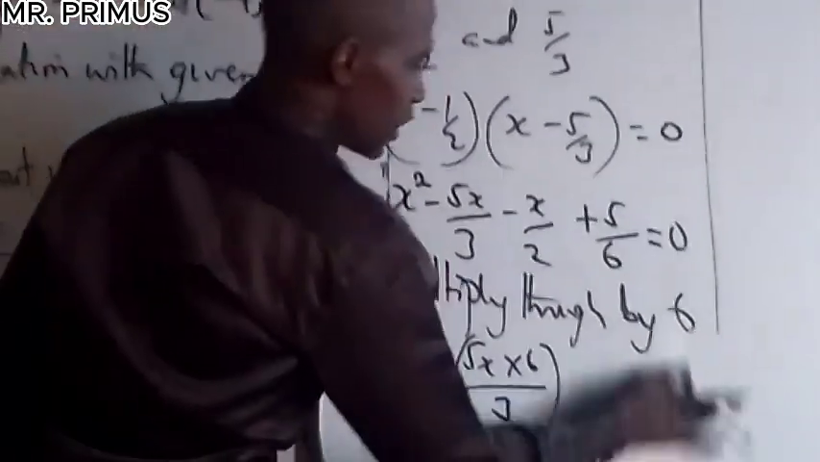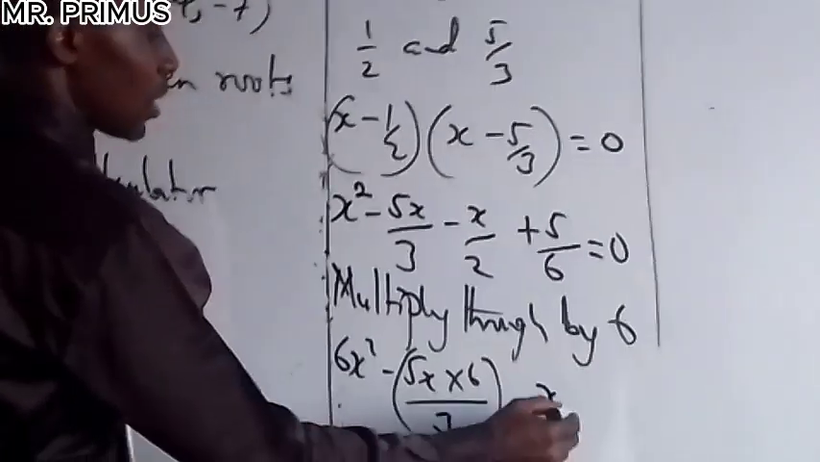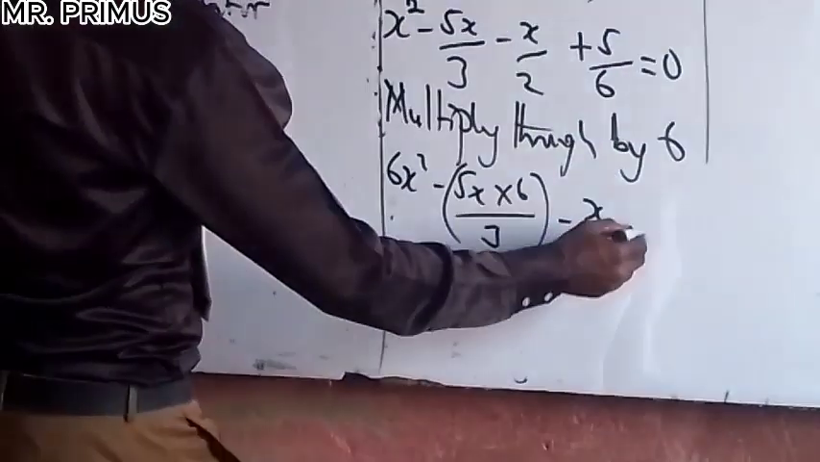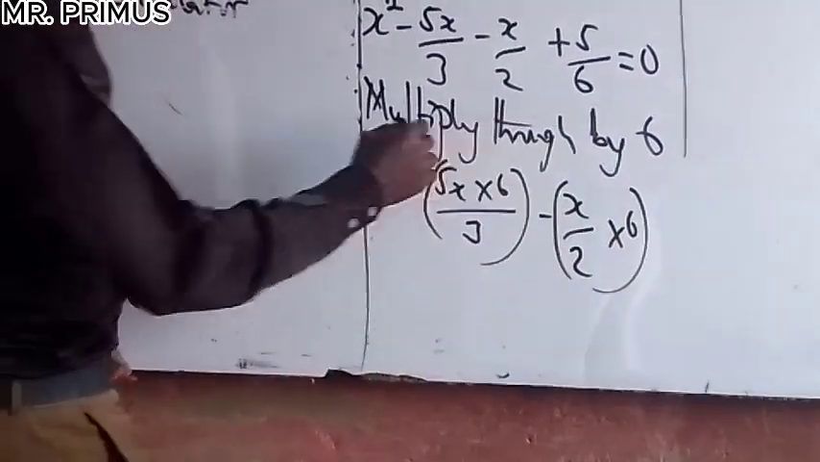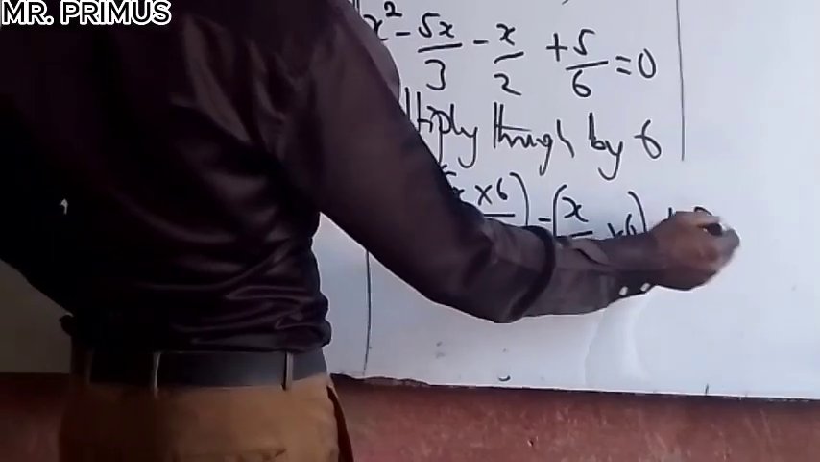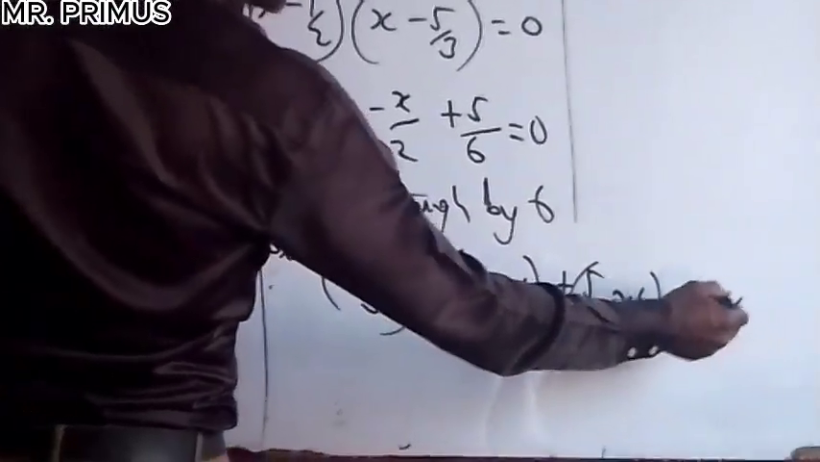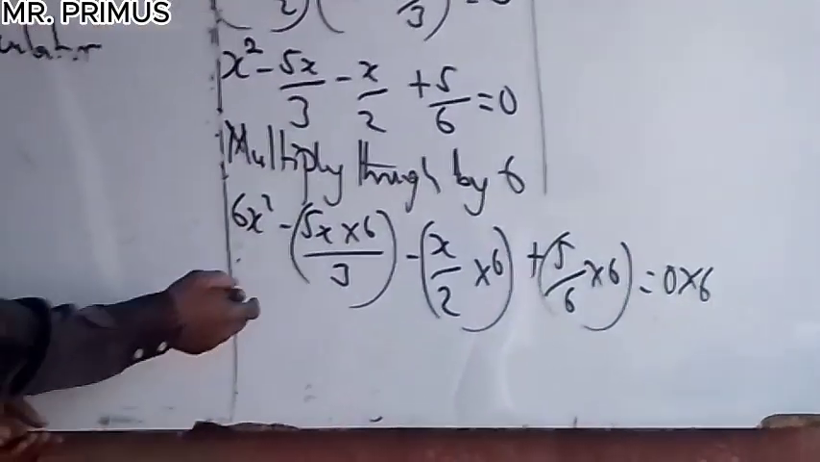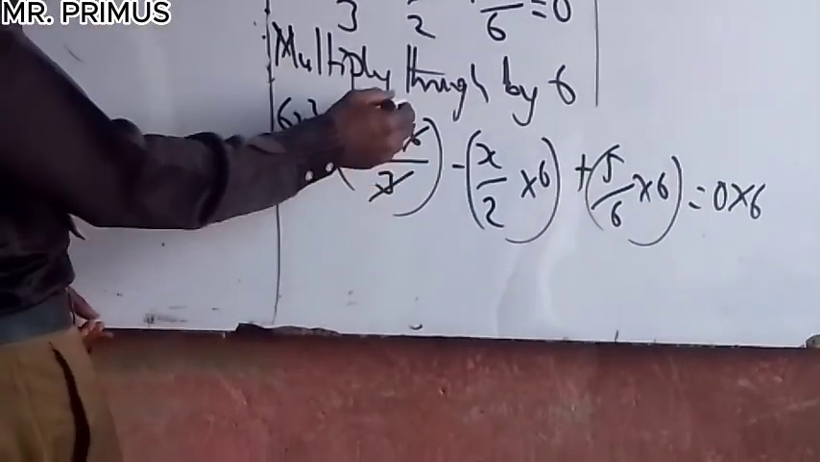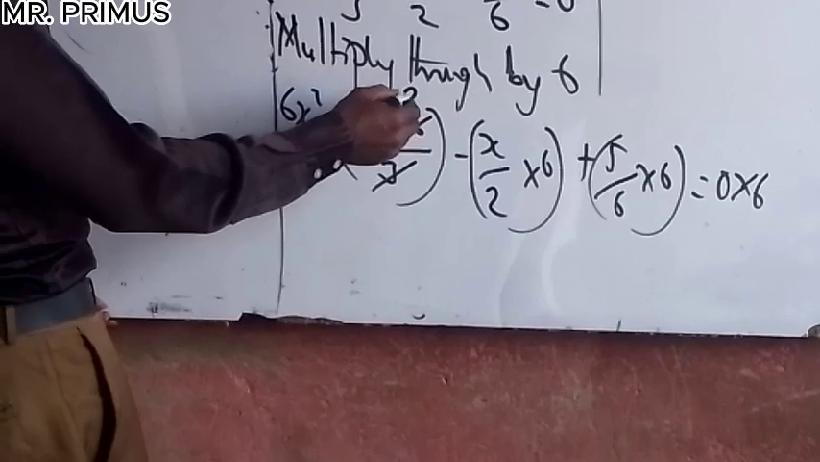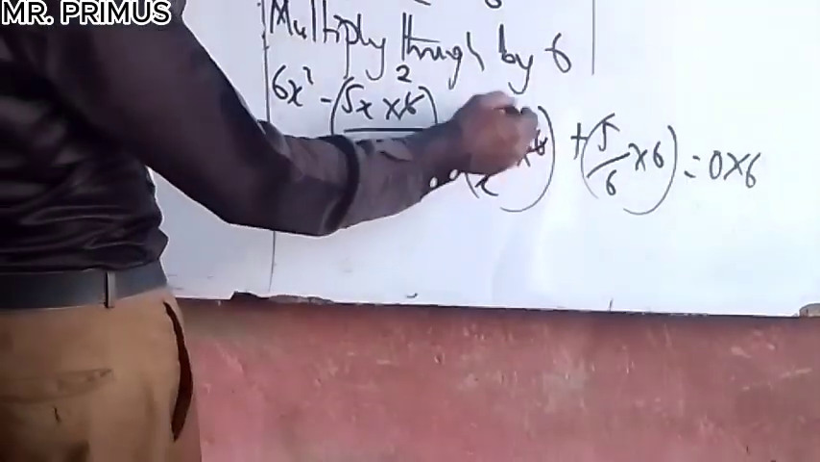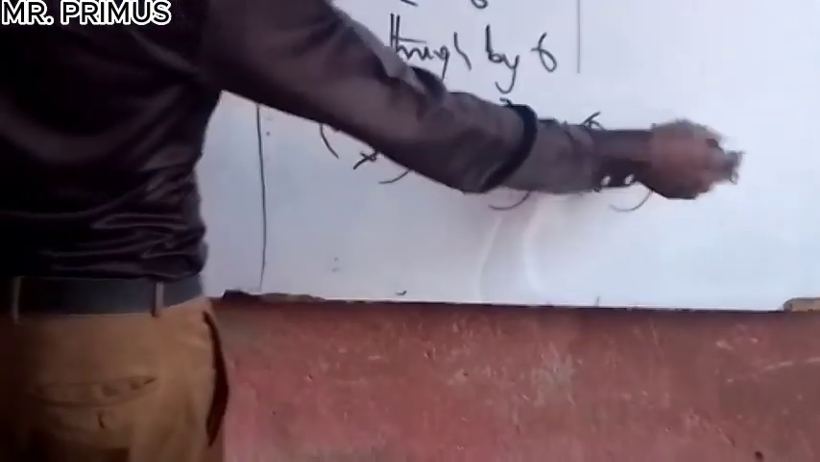Let me do it like this. So minus x over 2 times 6. I'm multiplying everything by 6: plus 5 over 6 times 6 equal to 0 times 6. I decided to do it like this so that we have 3 divided by 6, 2 divided by 6, 3, 6 divided by 6, 1, 0 times 6.